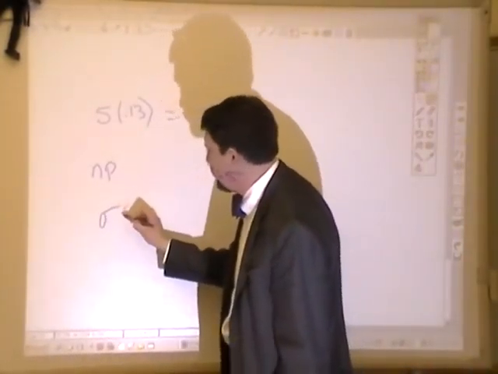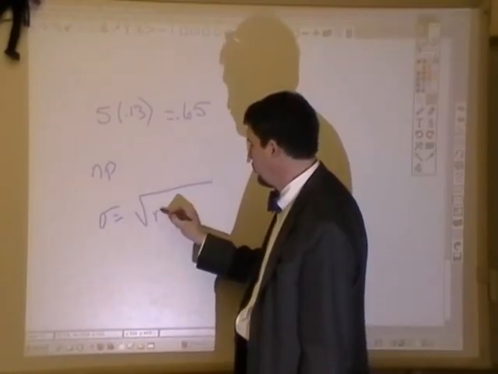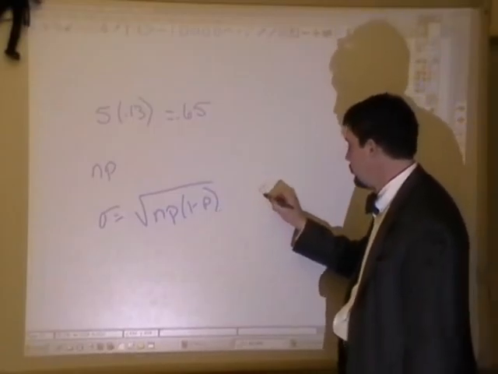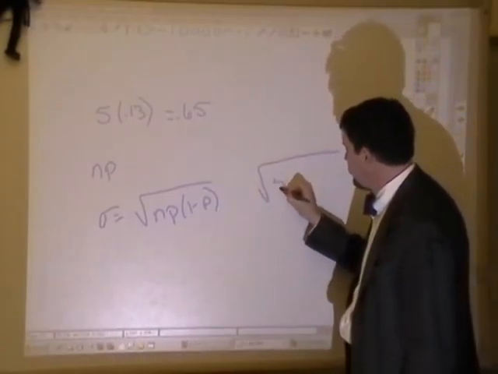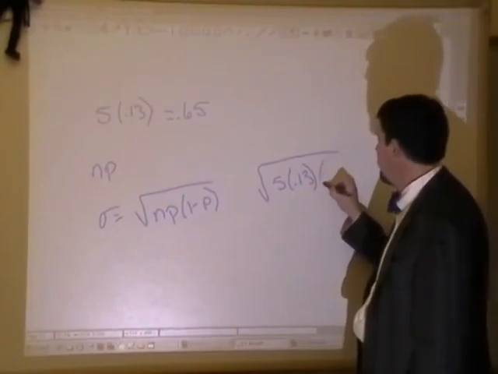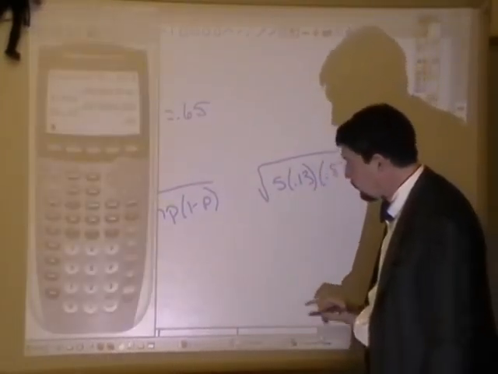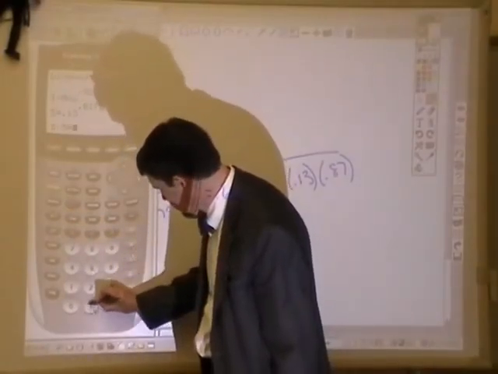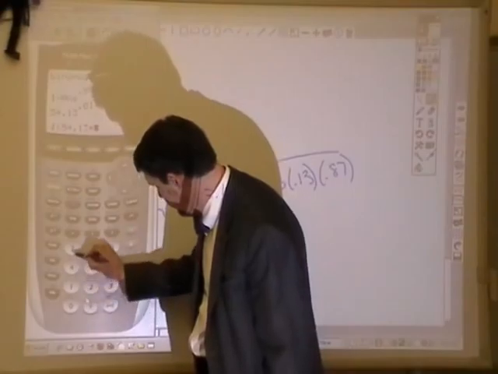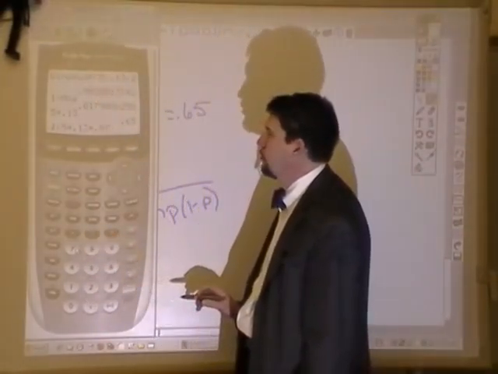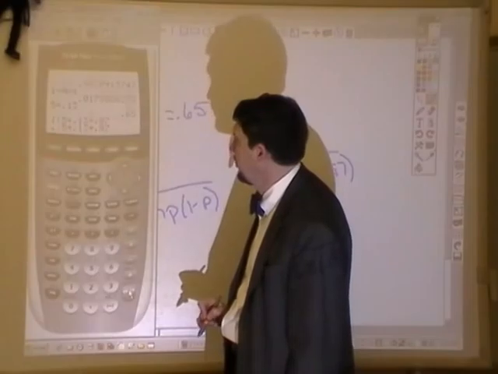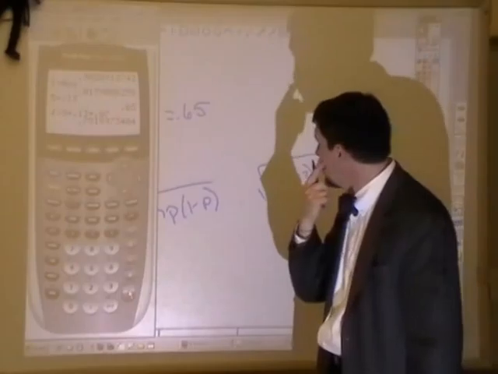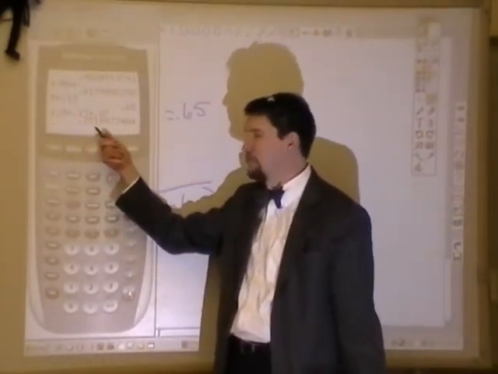Standard deviation for a binomial distribution is the square root of n times p times 1 minus p. This is on the formula sheet, so it's not that big an issue. Square root of n is 5, p is 0.13, 1 minus p is 0.87. Square root, 5 times 0.13 times 0.87. I don't need to close the parentheses because it will automatically do that, and I get a value of 0.7519, or because we're going to 2 places, 0.75.